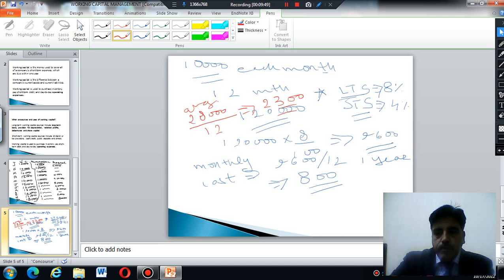This is the average. So 2300, and we will take it on short-term borrowing. This 2300 into 4, divided by 100, okay, so 92. So 800 cost will be from long-term sources, and this 92 from the short-term sources. The overall cost will be 892 rupees only. This will be the total cost adding all the long-term sources and the short-term sources.